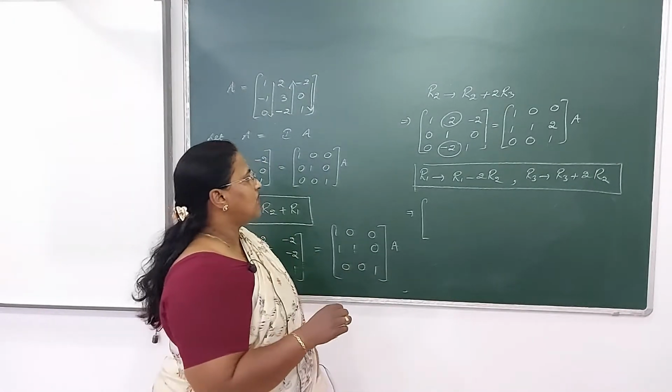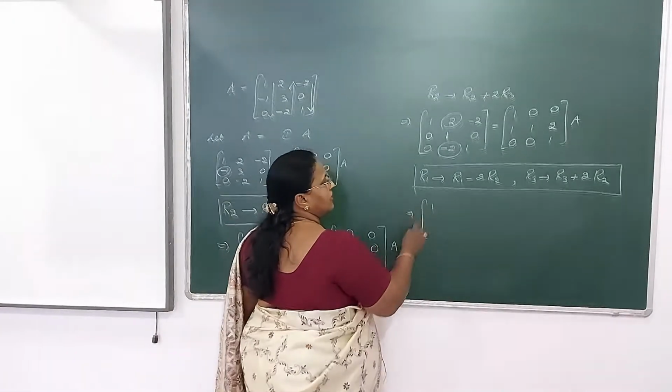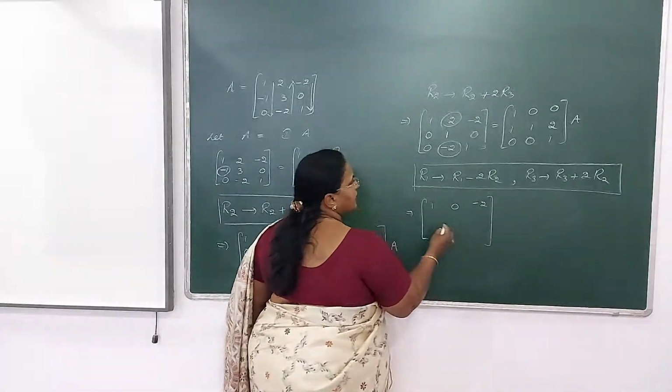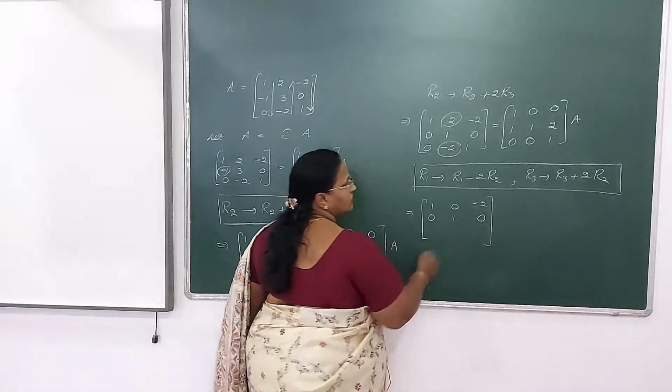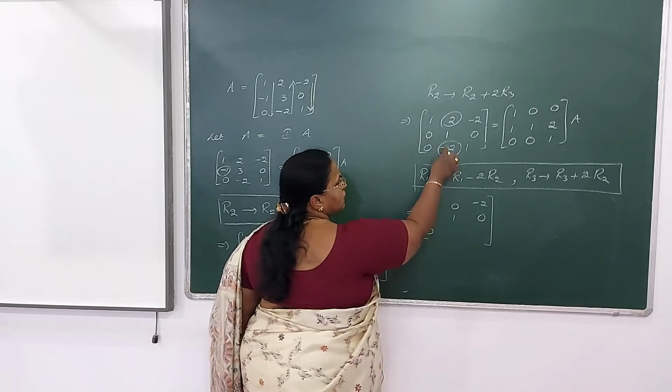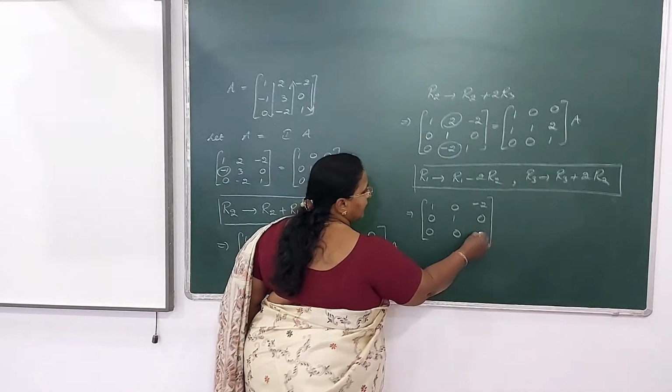R1 minus 2 times R2. So this is 1. 2 minus 2 is 0, minus 2. Second row will remain as it is, 0 1 0. Now see the third row. R3 plus 2 times R2, it's 0, minus 2 plus 2, it's 0, and here it is 1.